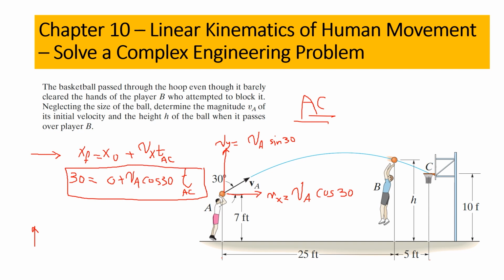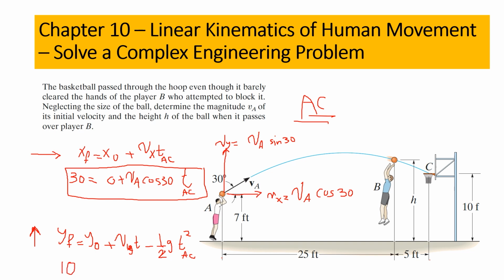So, for the vertical component, we're going to use y, correct? Now, I have an acceleration. The acceleration is the gravity. So the formula that I'm going to use is y final equals y initial plus vy t, minus half, because I have the gravity, g tAC squared. Does that make sense? Because in the vertical axis I do have acceleration, so I need to add that there. Now, what is my y final? 10.